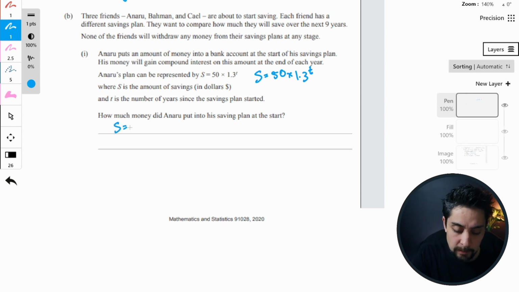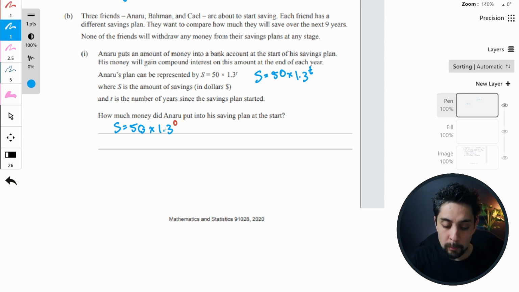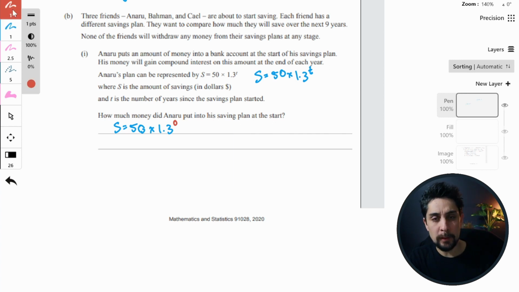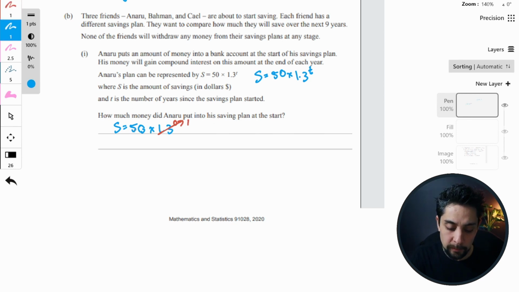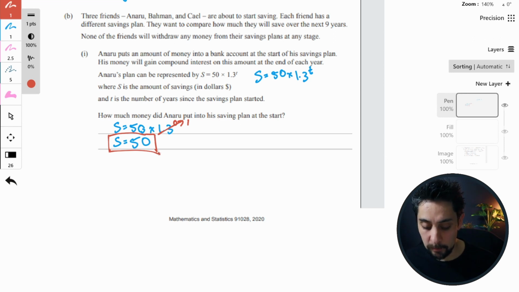So we have S equals 50 times 1.3 to the power of 0. That's the 0th year, the beginning of the savings. Now, 1.3 to the power of 0, anything except for 0, to the power of 0 is 1. So all of this is just 1. And we're left with 50 times 1 is S equals 50. There's our answer. I'm going to box that so the marker can easily find what my answer is.